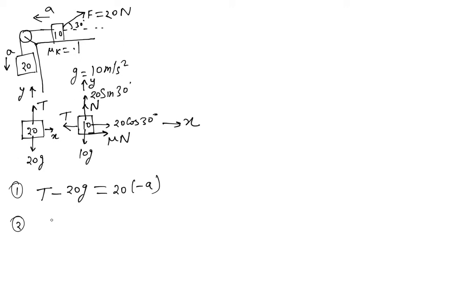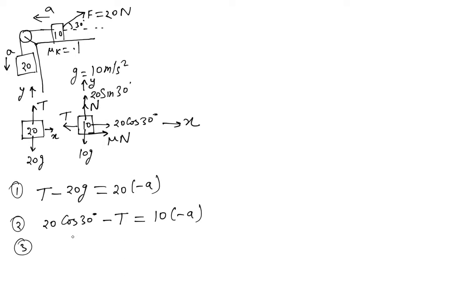Second one will be for this guy, the x direction, and it's going to be 20 cos 30 degrees minus T equals 10, which is the mass, times a, and a is going to be negative because we have assumed this to be positive x, but a is going backward, so it's going to be minus a.